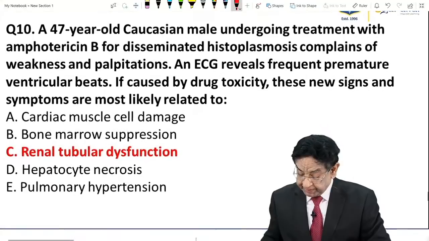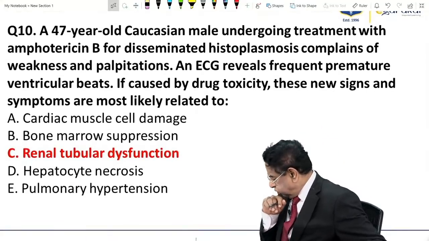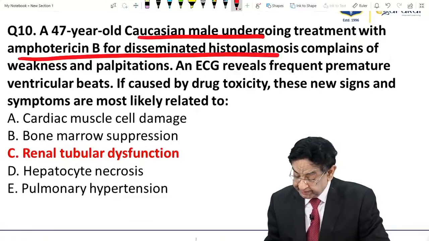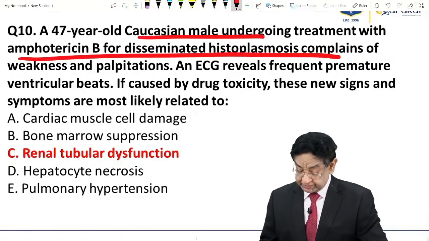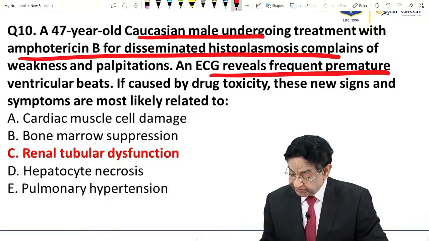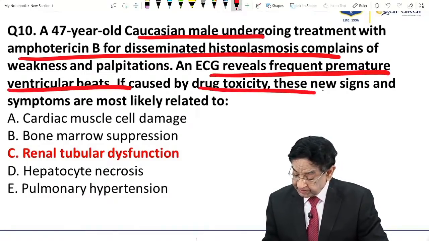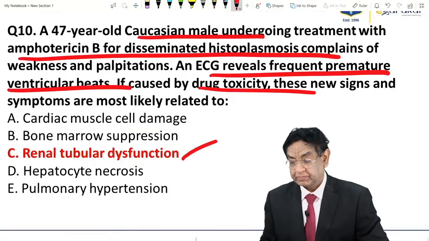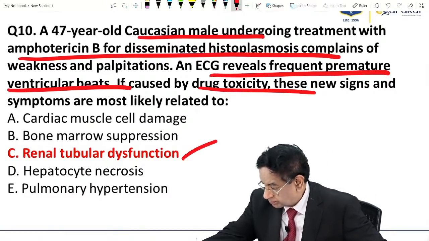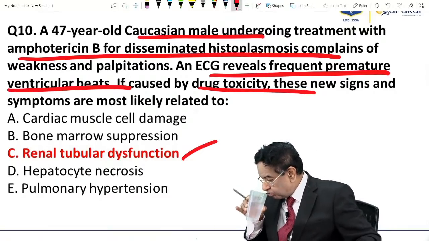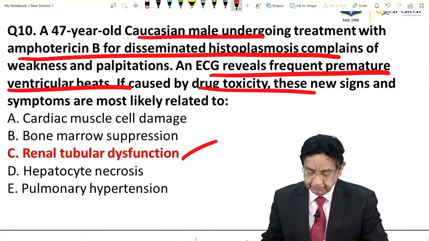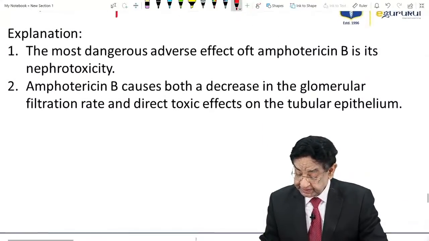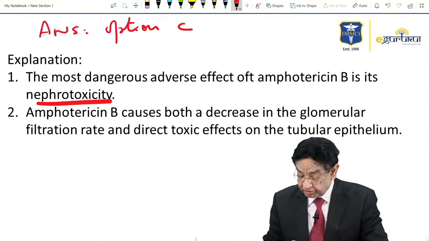Now we got a patient, a male patient on amphotericin therapy due to histoplasmosis. ECG revealed frequent premature beats, drug toxicity. This is renal tubular dysfunction. Amphotericin is notorious for causing nephrotoxicity.